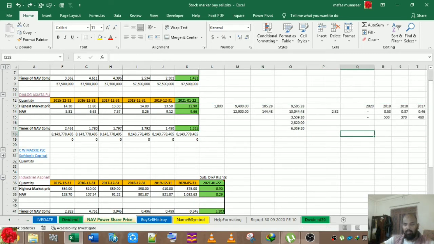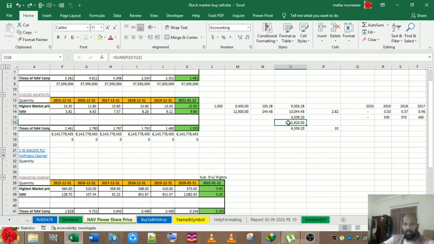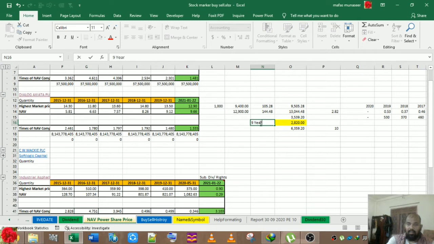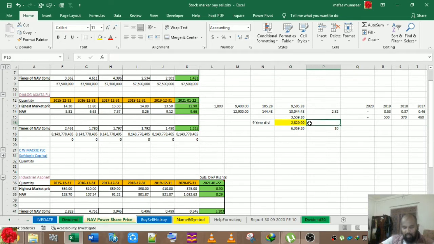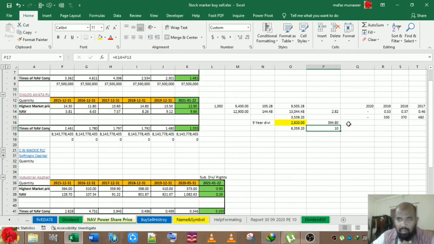So if I calculate this amount, okay, this is the dividend now, the dividend I'm getting from here. This is the amount, the 9-year dividend. So if it's 14 percent, multiply by 14 percent. It's going to be a total amount.